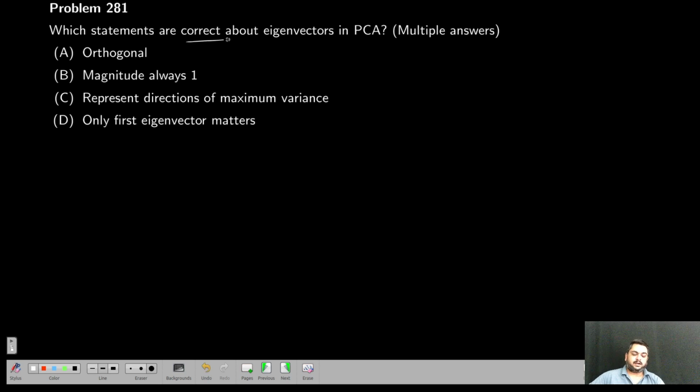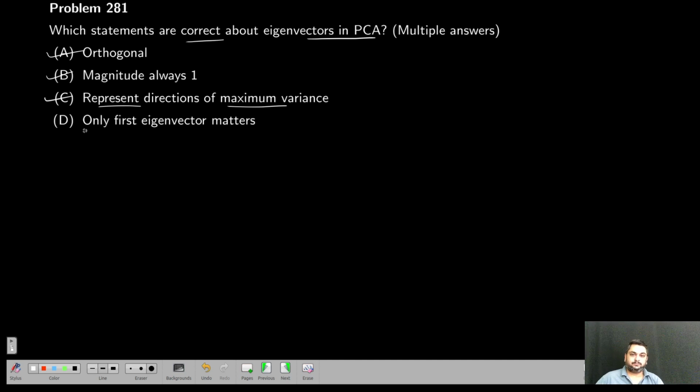Which statements are correct among eigenvectors in PCA? So definitely all the eigenvectors are orthogonal. They have unit magnitude because we are normalizing them. The eigenvectors you write are unit vectors. The concept of unit vector I have explained in my vectors and linear algebra lectures. Please go through them if you have missed. Represent directions of maximum variance.